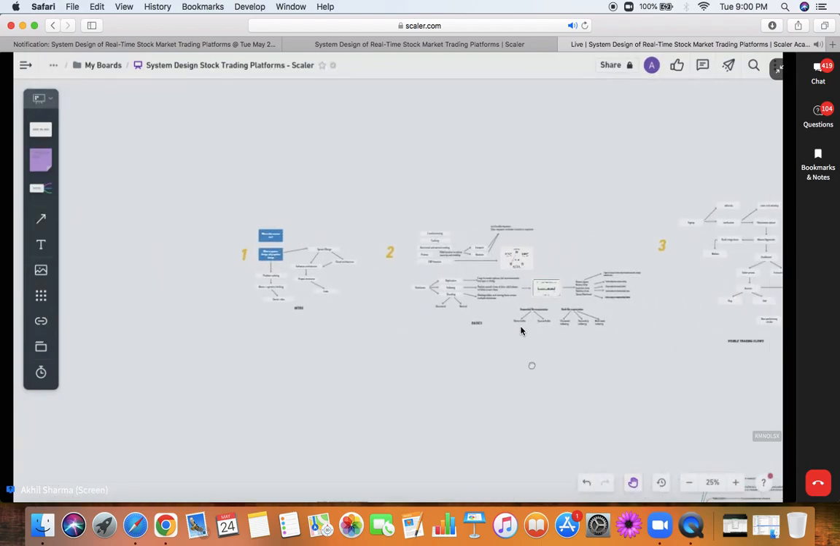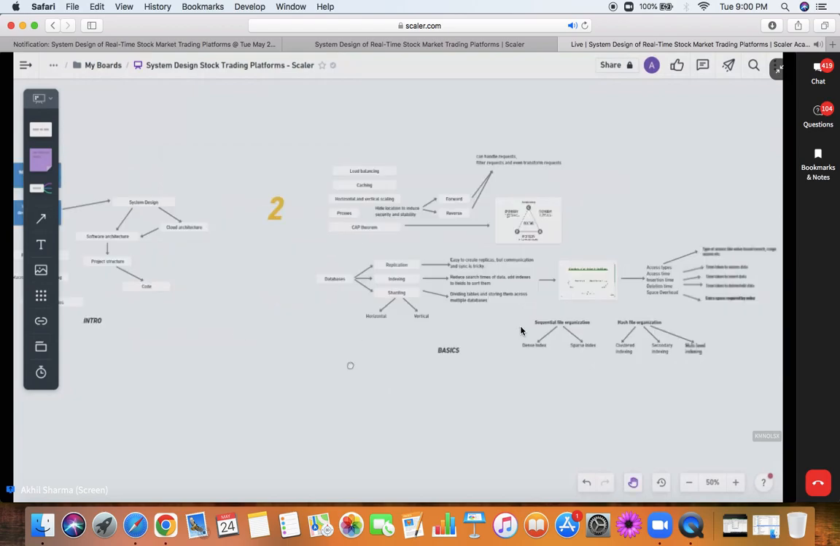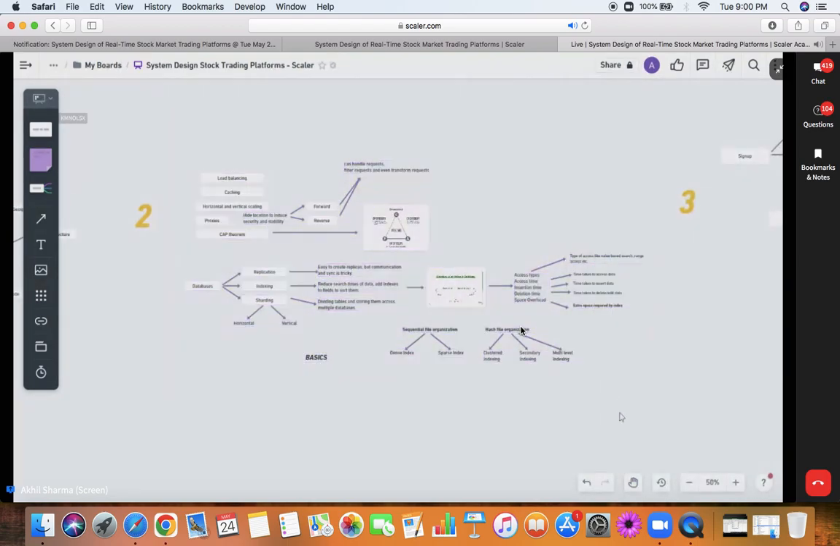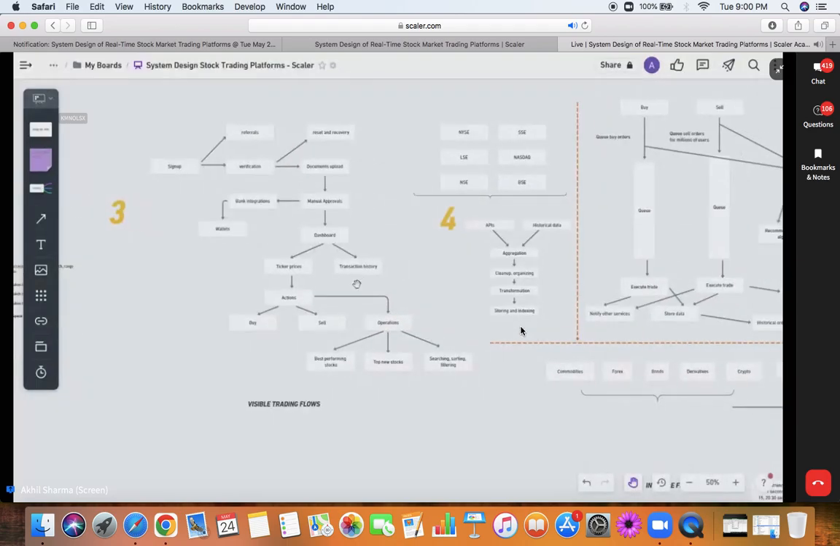Now, people who have just joined, let me just tell you that we went through the intro on what is system design. This board will be with you after the session. So we went through what is system design. We went through the basics, some basic terms that you want to know, like load balancing, caching, proxies, CAP theorem, all of those. Then we started doing the system design, right?